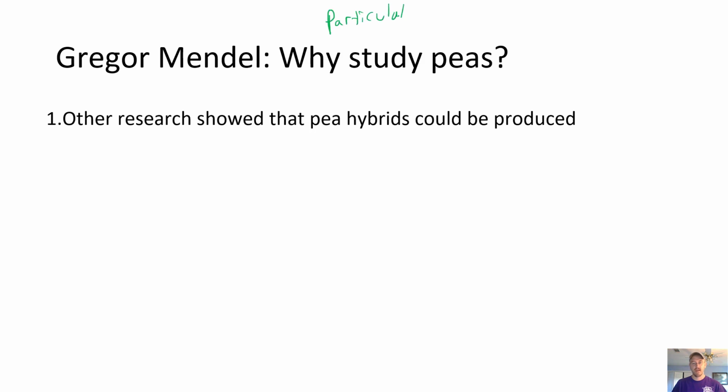Particulate, meaning some particle is being passed from one generation to the next, from one parent to the offspring, some kind of particle, and that's all he knew. Okay, but he was able to figure that out by decades of meticulous research.